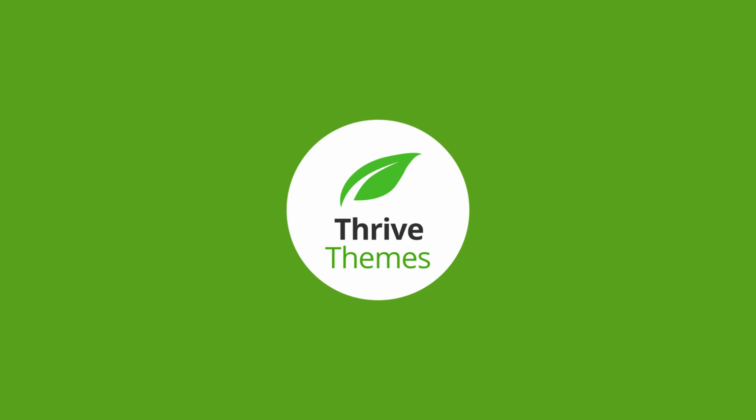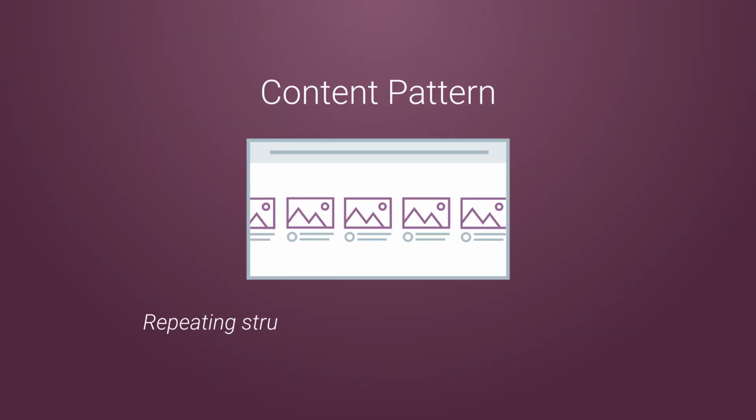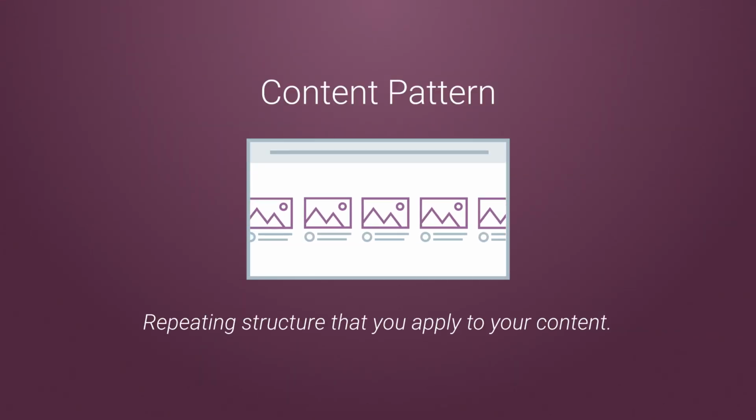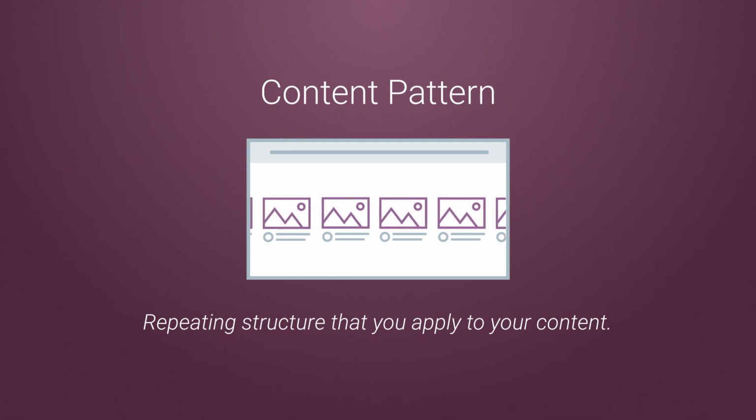Well, the good news is we can solve that problem, and we can solve it in a way that will also make your content better. What you need to apply is a content pattern. So what is a content pattern? A content pattern is, well, it's a pattern, so it's a repeating structure that you apply to your content. Let's go right ahead and look at some actual examples of this in use.